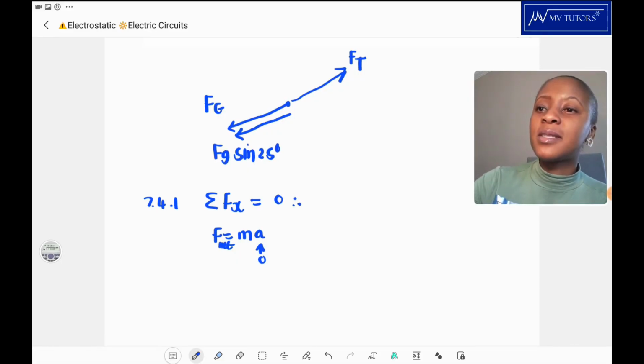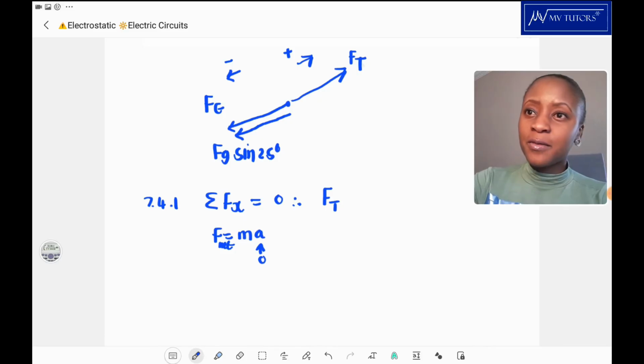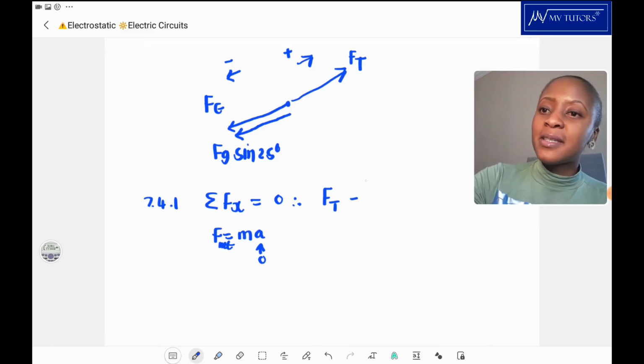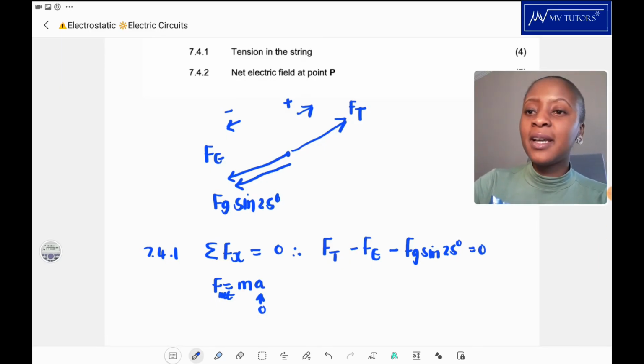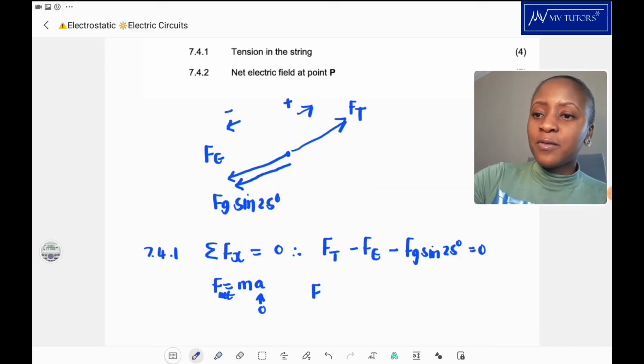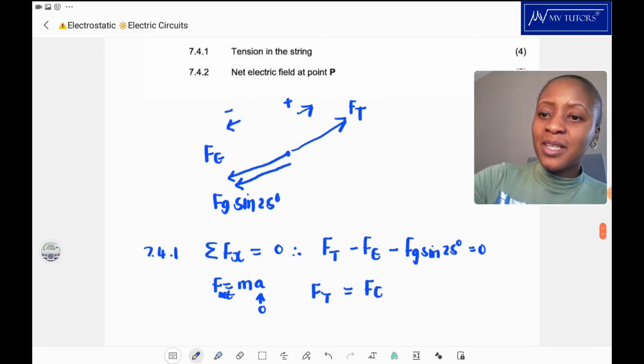Since that's the case, we have the force due to the tension. I'm assuming that going right is positive and going left is negative. So we have positive tension force minus the electrostatic force minus the gravitational force, and that is equal to 0. Now we need to know what the tension force is. So I'm going to just take the other forces to the other side. So here's the electrostatic force, and here is the gravitational force.